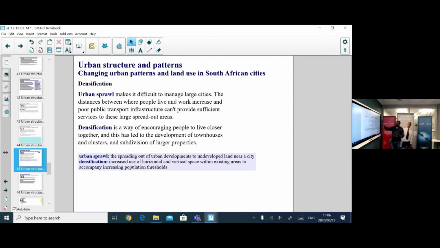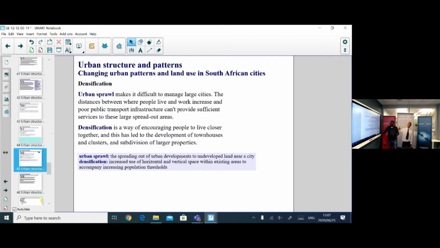It makes it difficult to manage, because the distances between where people live and work increase. People will be coming from as far as Protea Glen, and some of them will be working in Joburg, and the Joburg CBD is now far from there. That means they will have to find efficient transport to go there, and this becomes very difficult for cities to manage. Poor public transport infrastructure can't provide sufficient services to these large spread out areas.